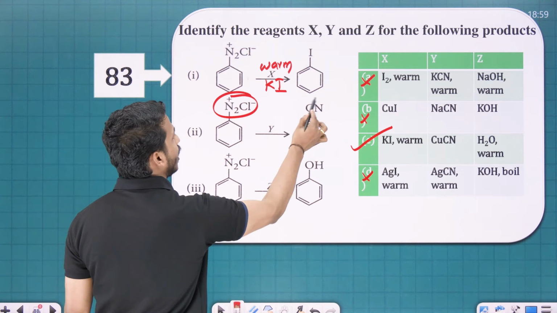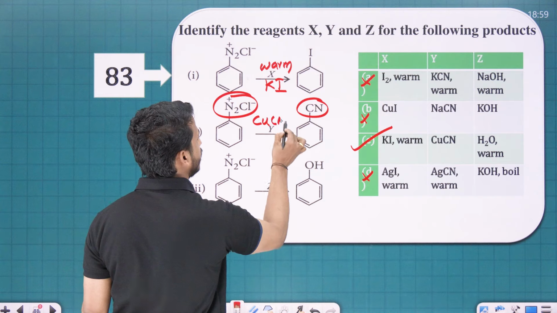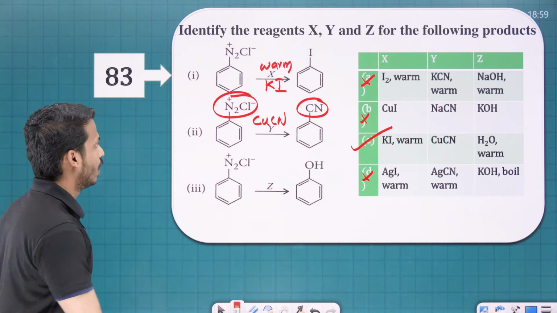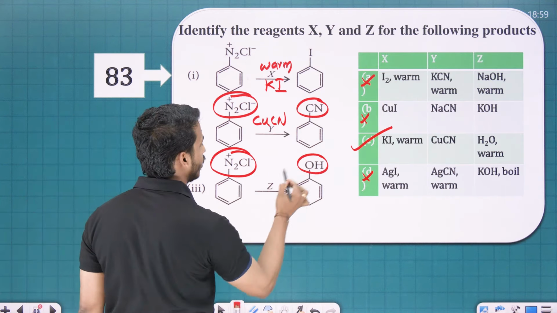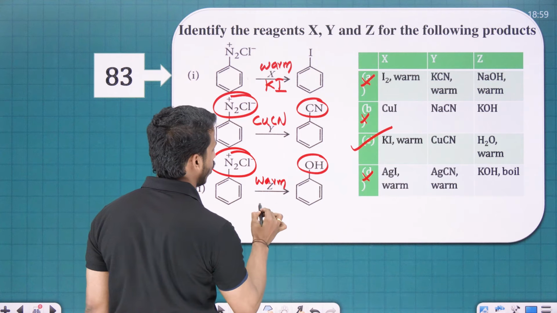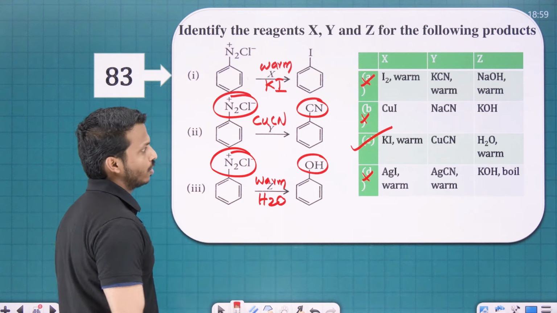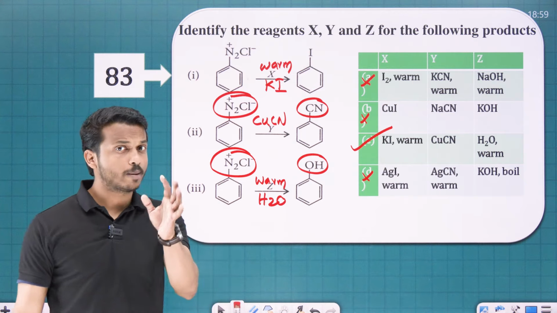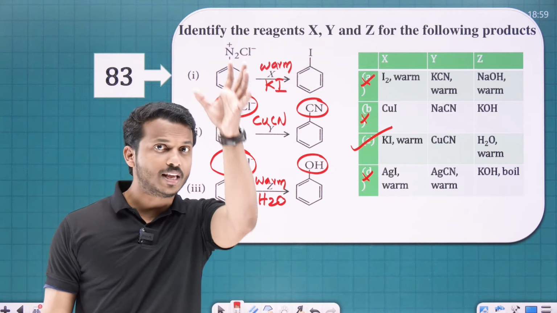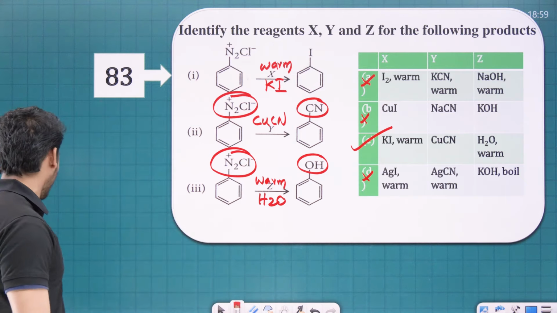Benzene diazonium chloride to cyanide, what we can use is CuCN. That's a Sandmeyer reaction. Diazonium salt, how can you convert it into OH? We can use warm water. Warm water. So that's option C only. So diazonium salt is very important here. We studied many reactions there. Please go and study it.